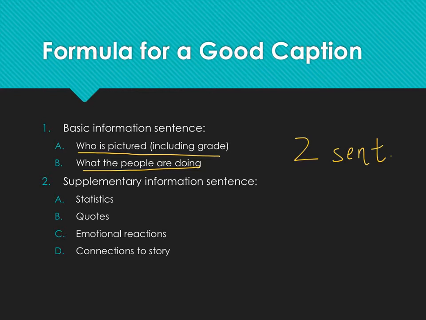The second sentence is going to be our supplementary information sentence, and this is where engagement comes into play, right? Our 2 level for this caption is that you can give the basic information. That's your very first sentence. Our 3 level requires that engaging piece. That's number 2 sentence. You might include stats from the event, quotes from students who are involved, emotional reactions, or connections to the story to help us understand how that picture fits into the greater scheme of things.